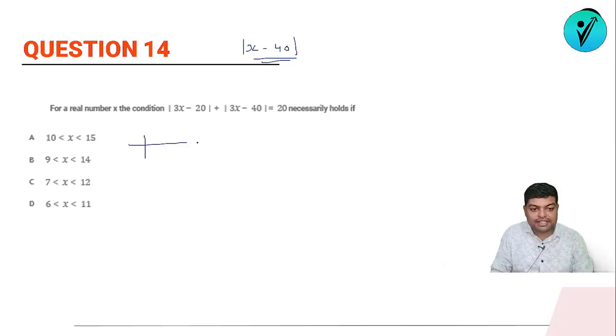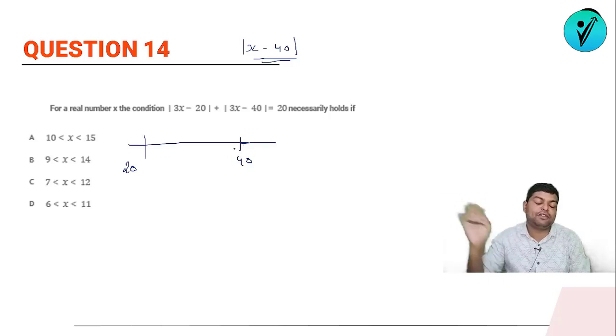Suppose this is a number line. Here I am keeping 20, and here I am keeping 40. Now what will be the value of 3x? Either your 3x will be here, or here, or here. It can be anywhere. My 3x can be on the left of 20, it can be between 20 and 40 also, and it can be beyond 40, on the right side of 40 also. But since there is a condition, wherever you keep 3x, the distance between this plus this should be equal to 20.